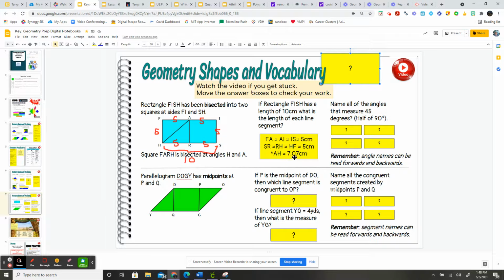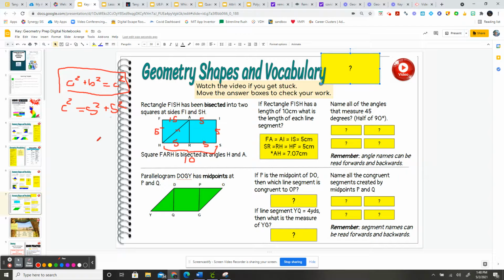AH is 7.07 centimeters. How did we get that? Well, we did Pythagorean theorem. A squared plus B squared equals C squared. So 5 squared plus 5 squared equals C squared. We'll get to Pythagorean theorem another day, but I thought I'd throw that in there just in case you remembered it.